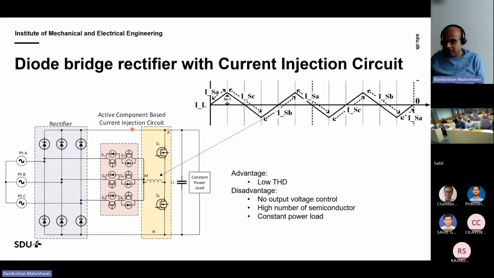The disadvantage here is we do not have any DC link voltage control. The output voltage will be same as the rectifier output voltage. Another disadvantage is this topology does not work with a big DC link capacitor. You need to have a small DC link capacitor only. And it needs a constant power load. It cannot work with a resistive load. So constant power load, small DC link capacitor, these are the limitations. So it fits very well for our drive application.